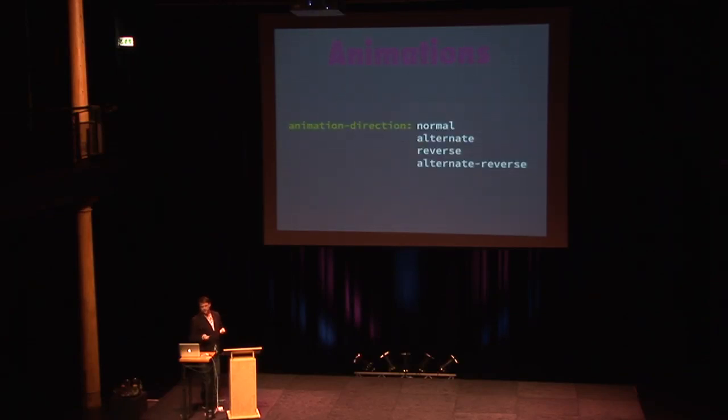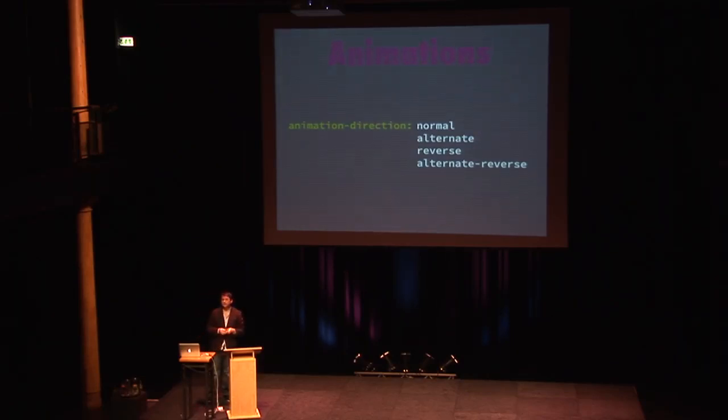So animation direction works kind of like this. There are 4 values: normal, alternate, reverse, and alternate reverse. Normal plays the animation from start to finish, and then if the iteration count is more than 1, it plays it through once, then goes back to the start and plays it again, and back to the start and plays it again, but always in the same direction. That's the default behavior.